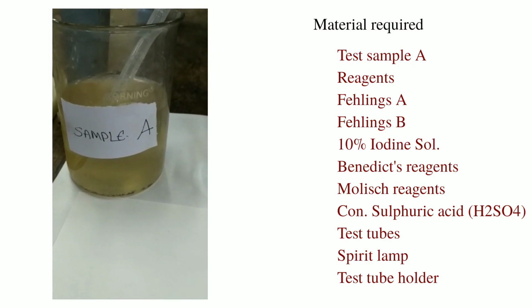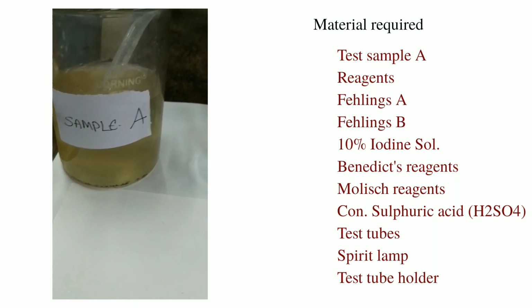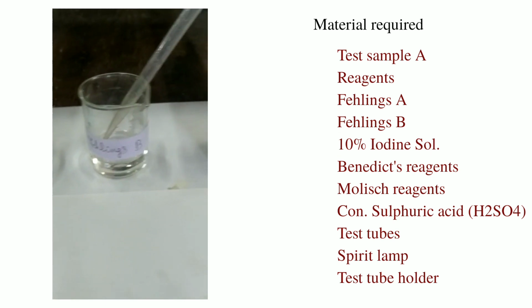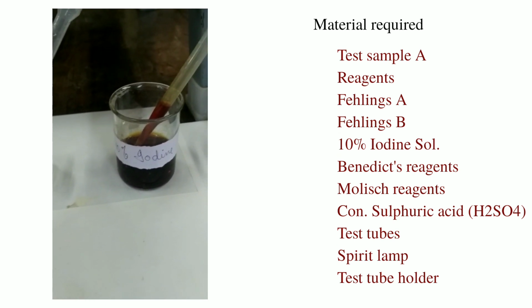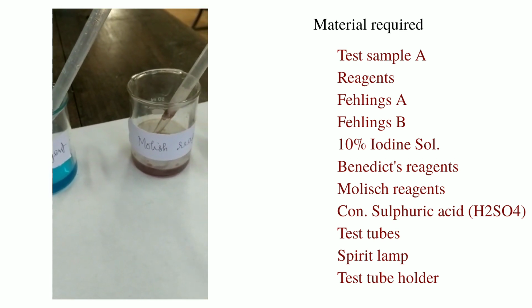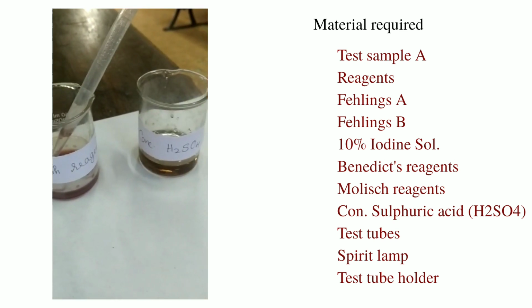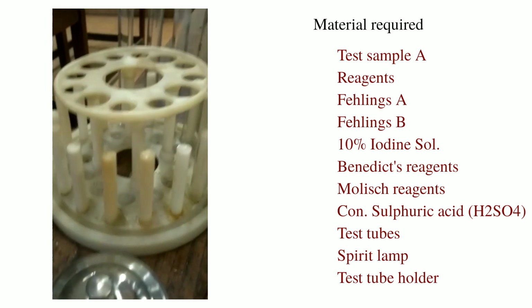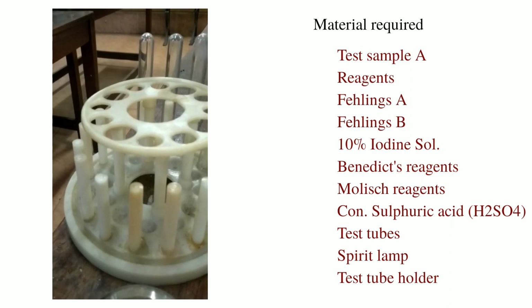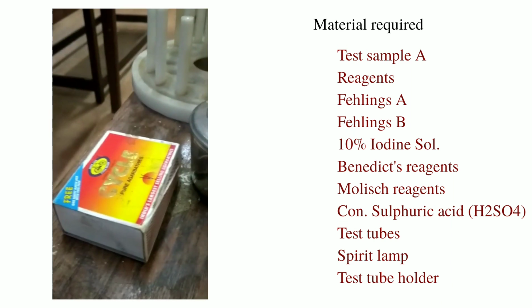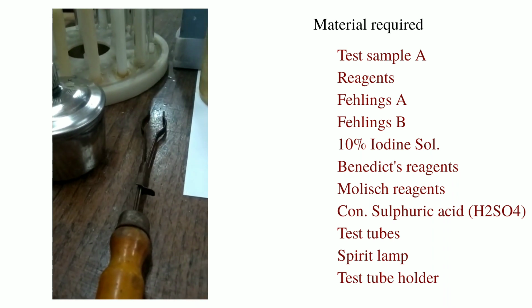We'll do the practicals now. I've taken a sample in which we have to detect the carbohydrates. Reagents: Fehling's A, Fehling's B, 10% iodine, Benedict's reagent, freshly prepared Molisch reagent and concentrated sulfuric acid. On one side I have taken a few clean glass test tubes, a spirit lamp, matchbox and a test tube holder.